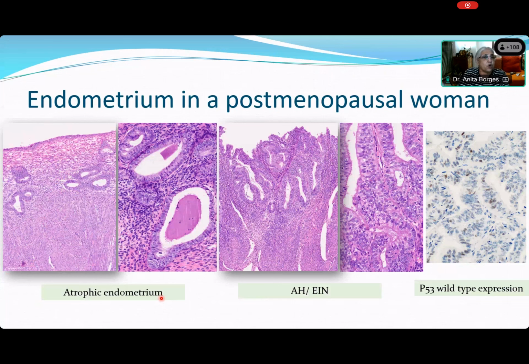You can see there is no functionalis over there. These are the glands at high power. In the next picture, you have atypical hyperplasia or EIN. See the back-to-back, which you didn't see in the previous picture. Then you did the P53 and you see it is wild type. What is the meaning of wild type? It means that not every cell over there expresses the P53. You see that there are some cells that are expressing it as little brown dots, and the majority of them are not. So this is atypical hyperplasia, EIN. The P53 is wild type expression.